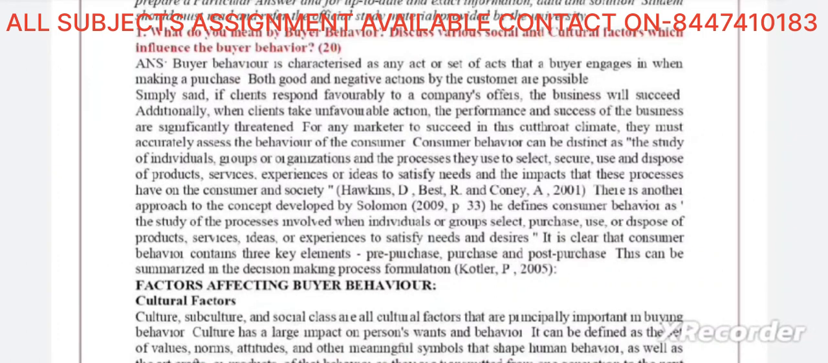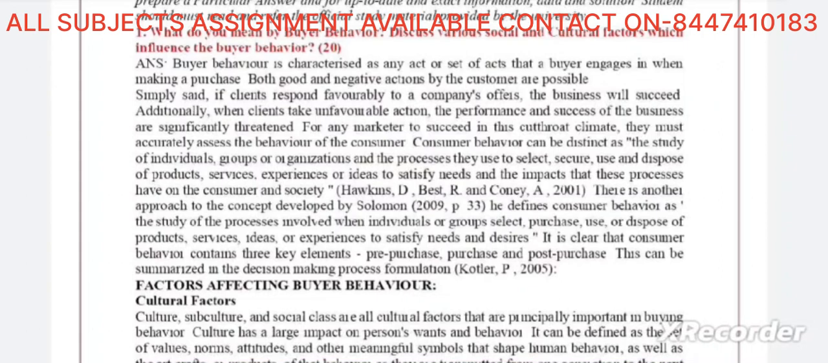Consumer behavior can be defined as the study of individuals, groups, or organizations and the processes they use to select, secure, use, and dispose of products, services, experiences, or ideas to satisfy needs and the impacts that these processes have on the customer and society.